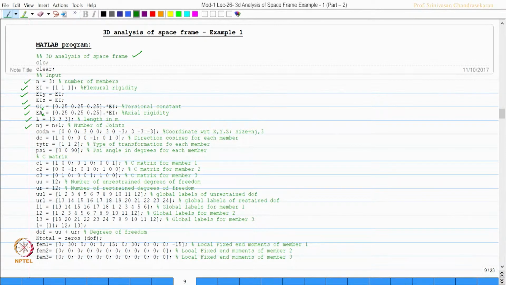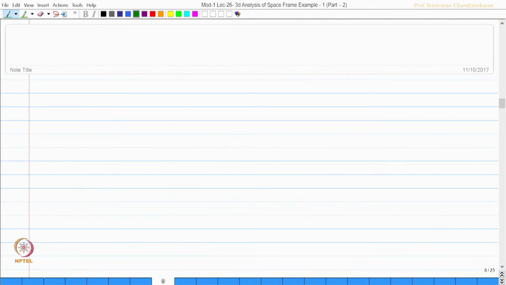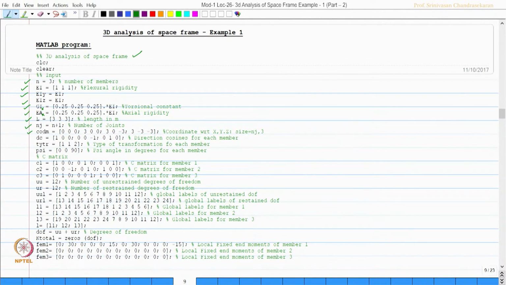Let us also work out the coordinate matrix of all the members. We already have it here, you can see here 0 0 0, 3 0 0, 3 0 3, minus 3 and 3 minus 3 3. We input that here. We can see here, we can input this.